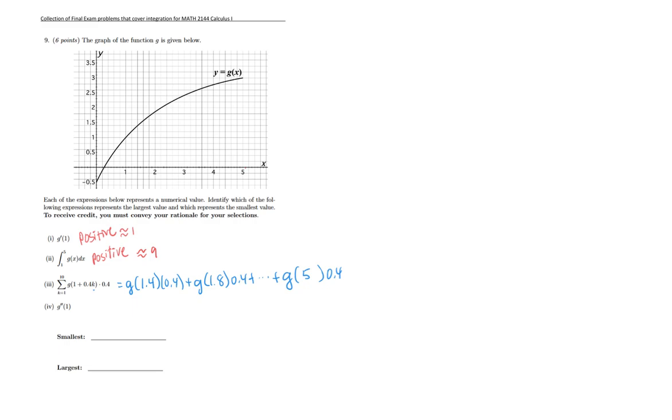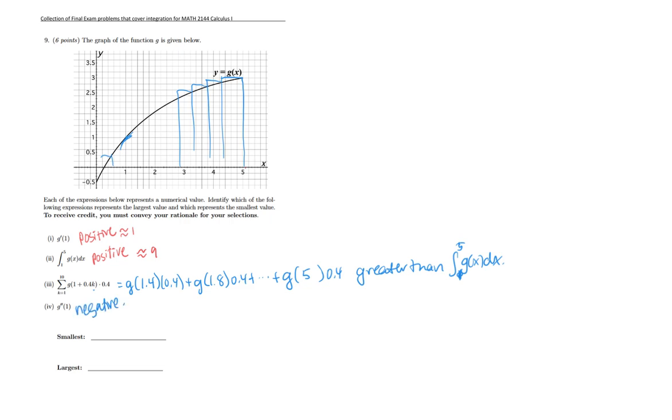So if I think about what that's representing, that is giving me a left-hand approximation, right? And so if this left-hand approximation is going to be above the curve, that will be greater than this integral from 1 to 5 of g of x dx. Okay, and then this says g double prime of 1. So at 1, the function is concave down, so this is actually going to be negative.